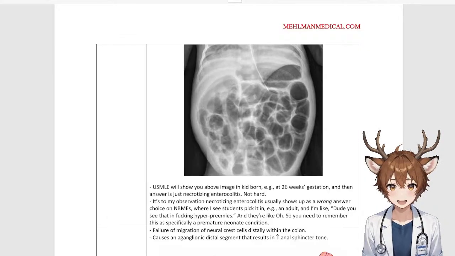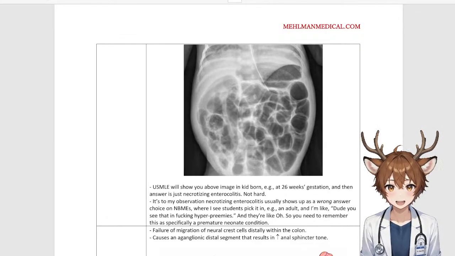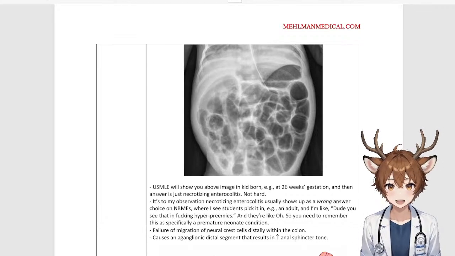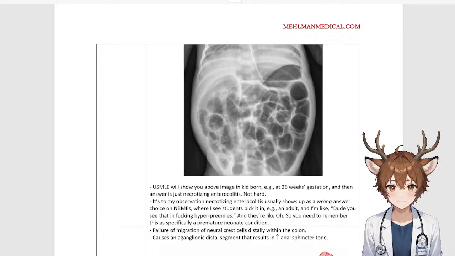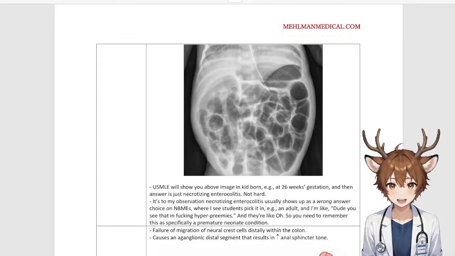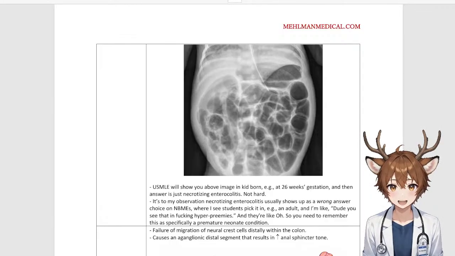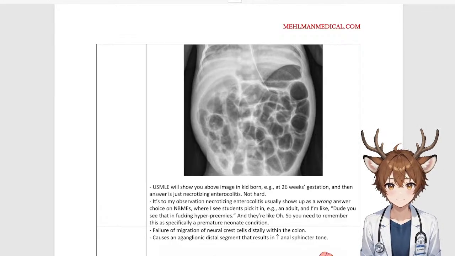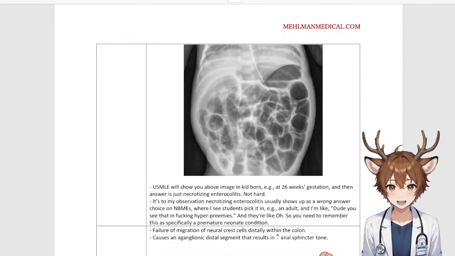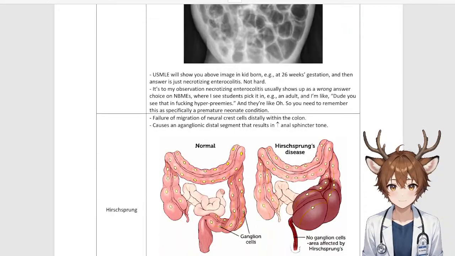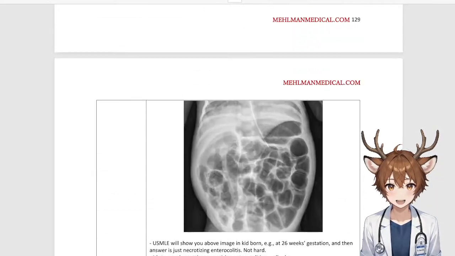USMLE will show you the above image in a kid born at 26 weeks gestation, and then the answer is just necrotizing enterocolitis. It's not that hard. To my observation, necrotizing enterocolitis usually shows up as a wrong answer choice on NBMEs, where I see students pick it in, for example, an adult, and I'm like, dude, you see that in premies. And they're like, oh, so you need to remember that it's specifically a premature neonate condition. Necrotizing enterocolitis.